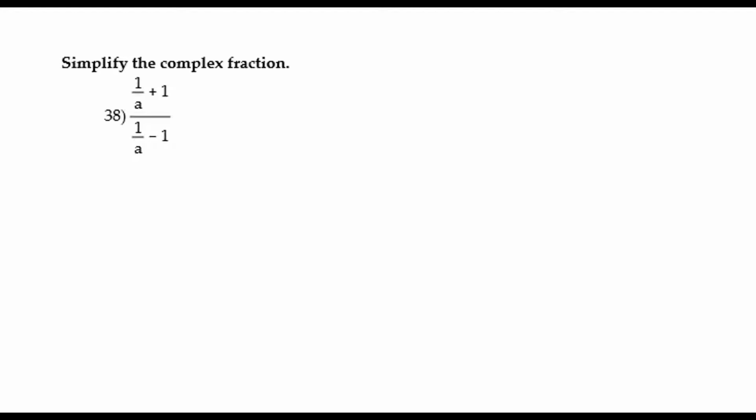Alright, so now let's go ahead and look at this problem where we had to simplify the complex fraction. First thing you want to do is take the whole numbers and turn them into fractions to begin with. We're going to turn this top side, 1 divided by a plus 1, into a sum of 2 fractions: 1 divided by a plus 1 over 1. Why am I doing this? Why am I making more fractions?